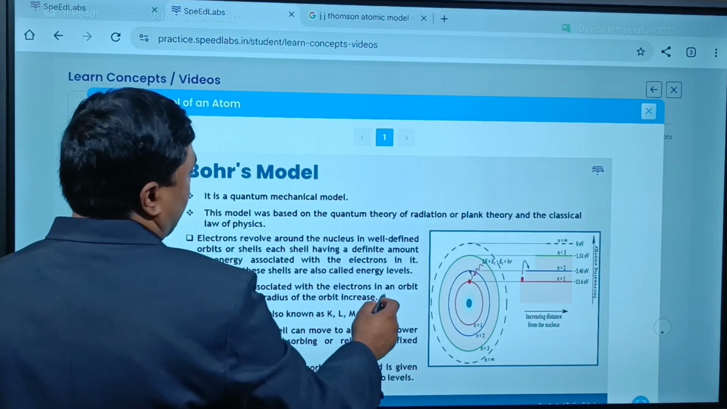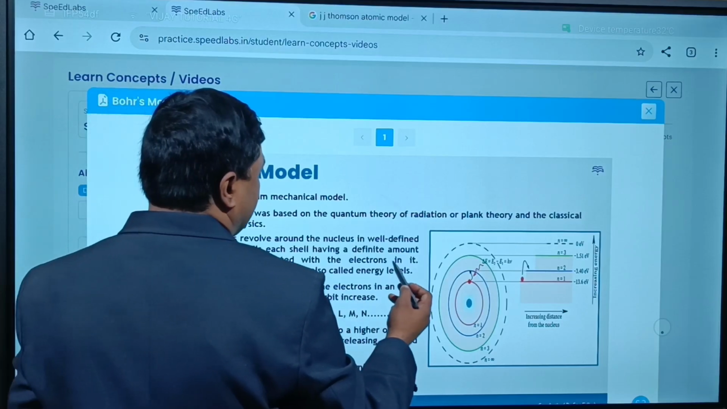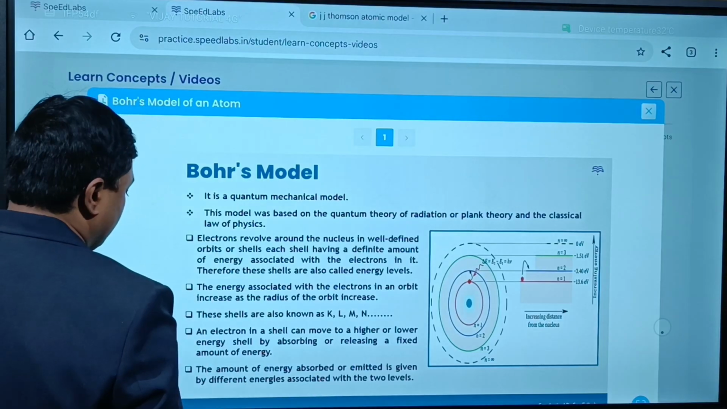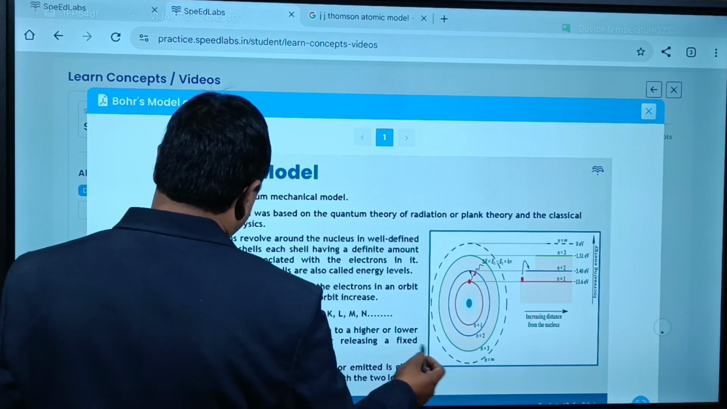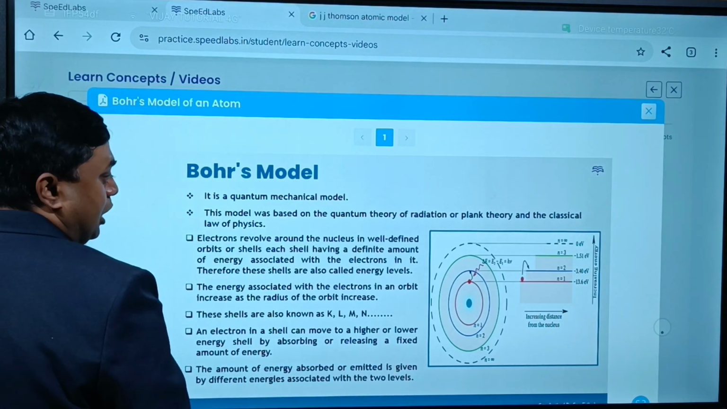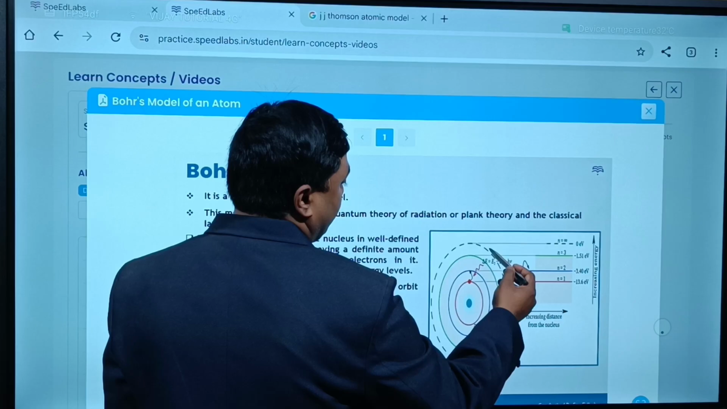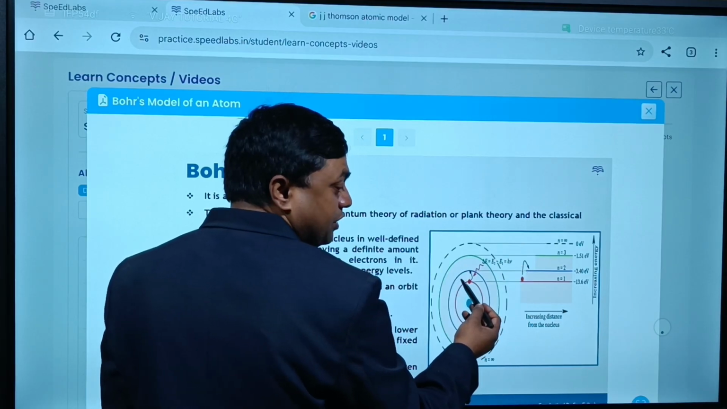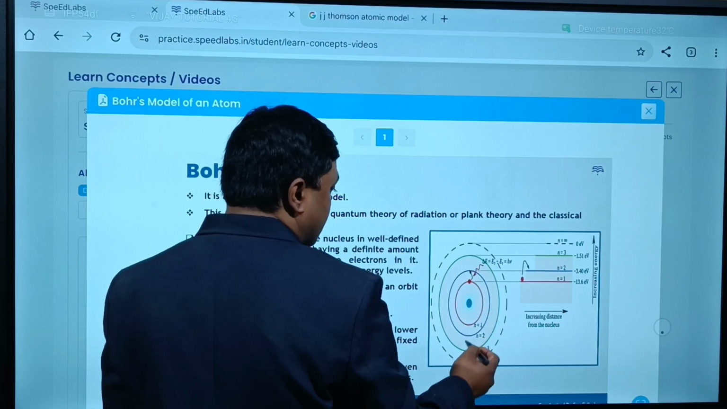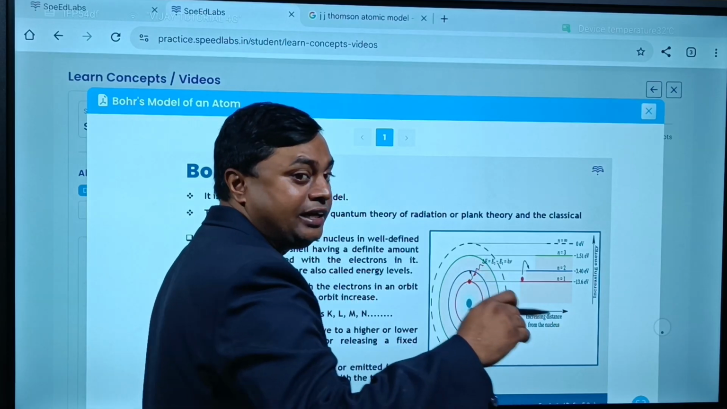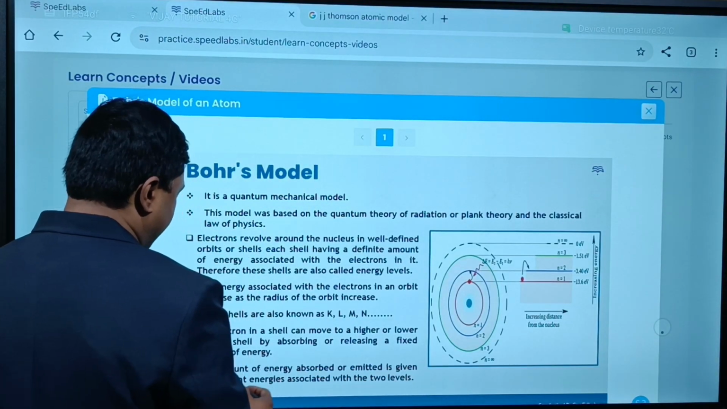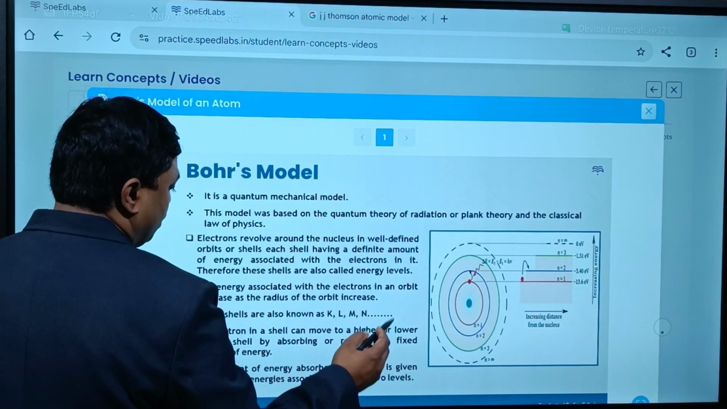The energy associated with the electrons in an orbit increases as the radius of the orbit increases. These shells are also known as K, L, M, N, as I told you. An electron in a shell can move to a higher or lower energy level or shell by absorbing or releasing a fixed amount of energy. Electrons can jump from here to here, or here to here. Whenever you give light of certain energy, it will absorb the energy and go from one shell to another. Similarly, whenever electrons come from a higher level to a lower level, it will radiate some energy, it will lose some energy. The amount of energy absorbed or emitted is given by the difference between the energies associated with the two orbits.